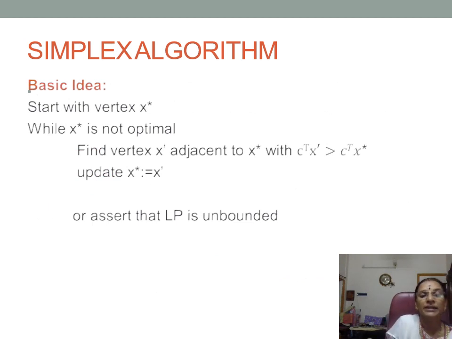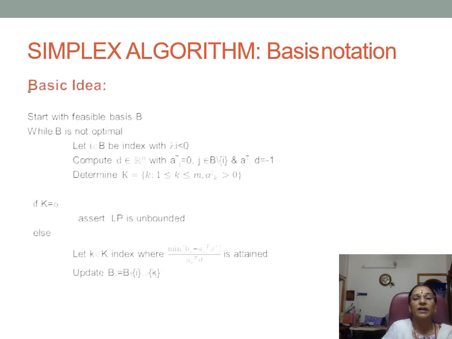Simplex algorithm. In the simplex algorithm, we use the vertex x dash. While x dash is not optimal, we use x dash equals x star equals x dash, and change to transportation. Simplex algorithm basic notation. In this notation, capital B is the basic variables. It has 1 by n, 1 column, n rows.